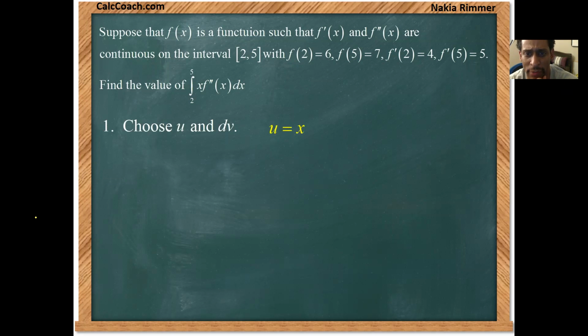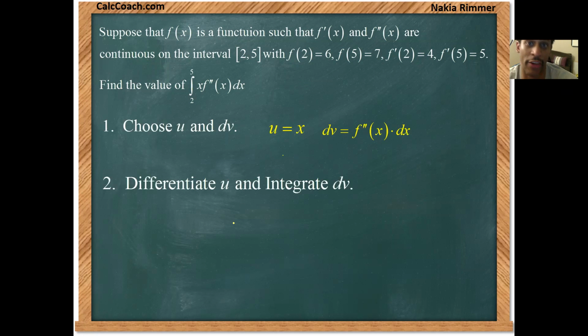So with that said, then we're going to choose u and dv. So u is going to be x for sure. dv is going to be f double prime. What are we going to do? We're going to differentiate u and we're going to integrate dv, just like with all of them. Now, the derivative of u gives us du, and the integral of dv gives us v.